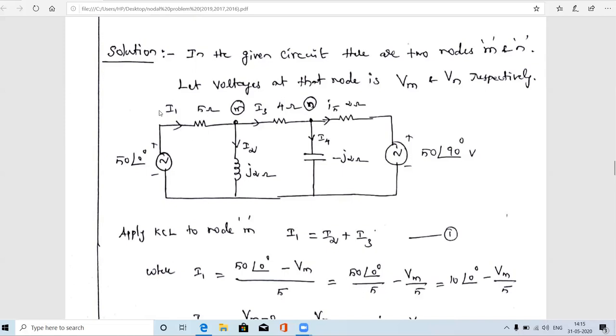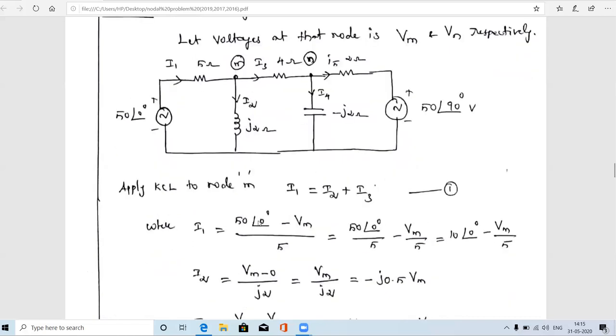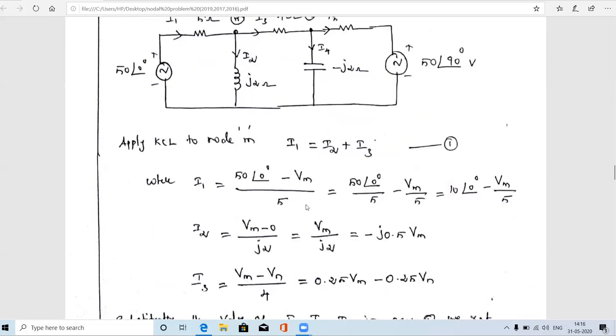What is the starting voltage of this node? The 5 ohm resistor is connected to this battery, so the voltage at one end of the resistor is 50 with angle 0, and the voltage at the other end is Vm. So the difference, 50 with angle 0 minus Vm, divided by the resistance value 5. It can be split as 50 with angle 0 divided by 5 minus Vm by 5. 50 by 5 is the magnitude, so it is 10 with angle 0, minus Vm divided by 5.